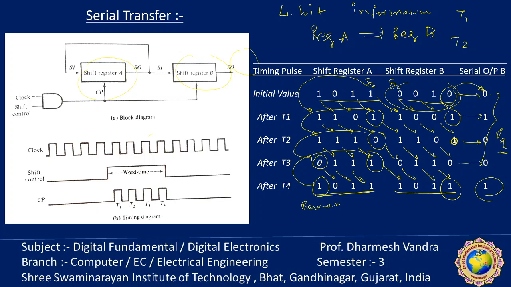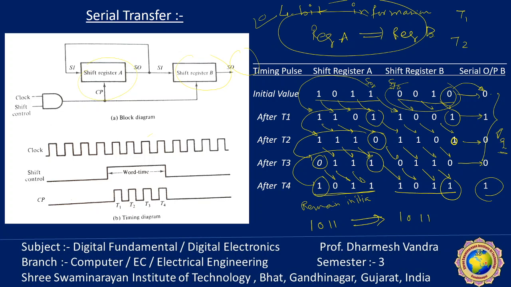Why? Because it requires 4 clock pulses. And every time we are shifting the output as an input, so its content remains the same after the clock pulses, but register B's value is changed to 1011. So we can say that register A is shifted to register B. What is our aim? It is known as a serial transfer.